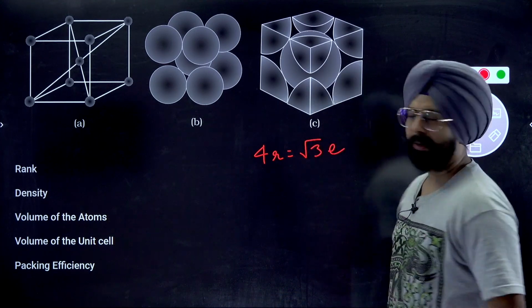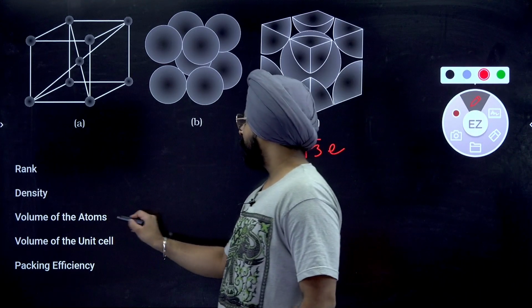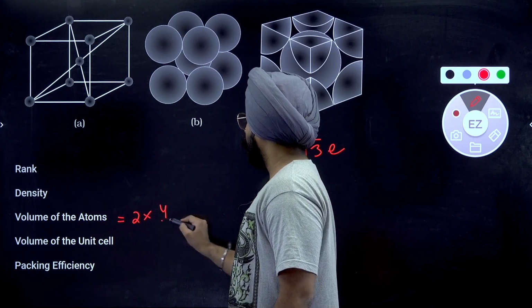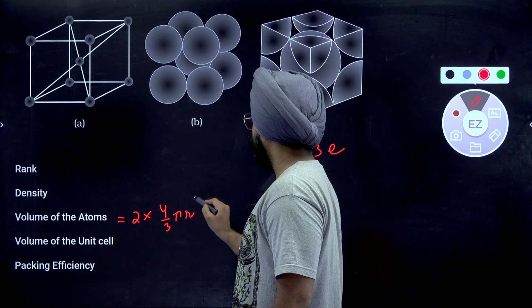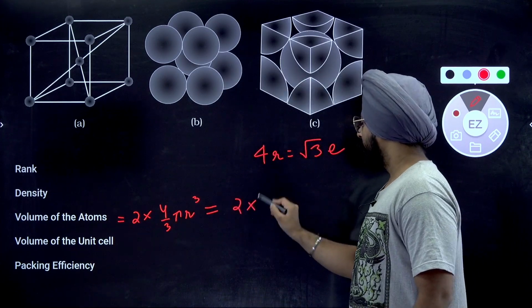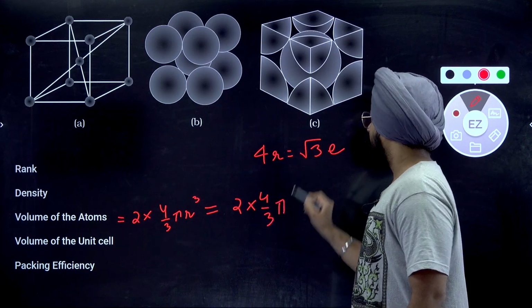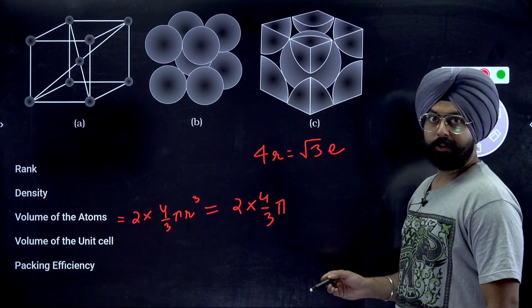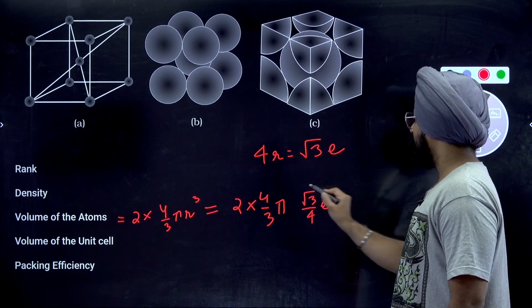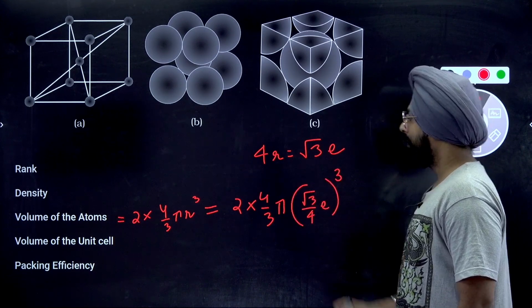Now our analysis will be simple. Volume of the atoms is equal to 2 into 4 upon 3 pi r cubed. I can substitute the value of r over here now. 2 into 4 by 3 pi into r, which is root 3 by 4 E, whole cubed.